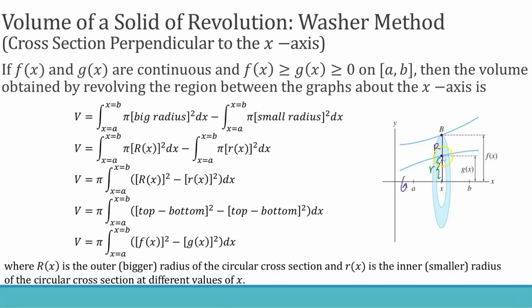And then the smaller radius, top minus bottom, is g of x minus 0. So the formula for this setup is pi times the integral from x equals a to x equals b of f of x all squared minus the quantity g of x squared dx. So again, capital R of x is that outer, bigger radius of the circular cross-section, and lowercase r of x is the inner or smaller radius of the circular cross-section at different values of x.